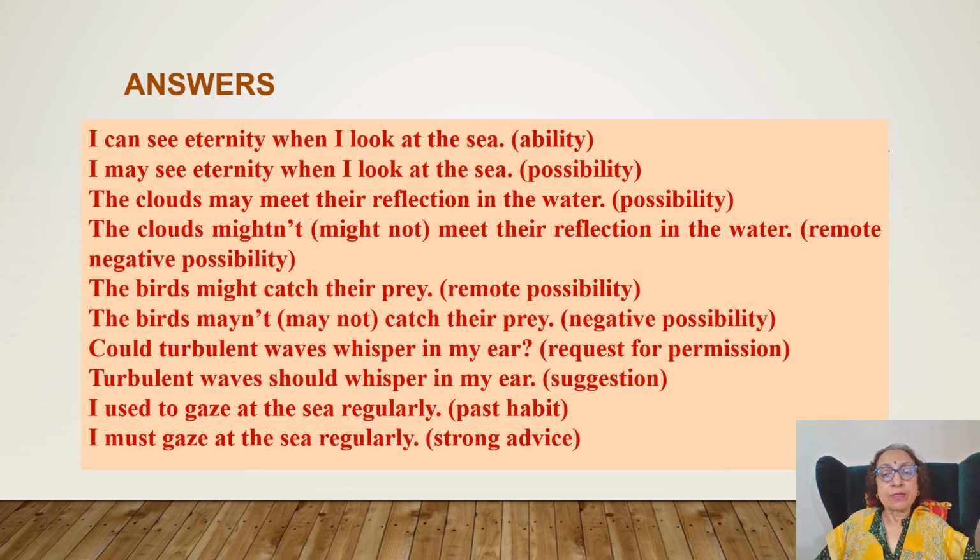Here are the answers. For ability, I can see eternity when I look at the sea. I may see eternity when I look at the sea is possibility. The clouds may meet their reflection in the water, may, possibility. The clouds mightn't or might not meet their reflection in the water, remote negative possibility. The birds might catch their prey, remote possibility. The birds mayn't or may not catch their prey, negative possibility.